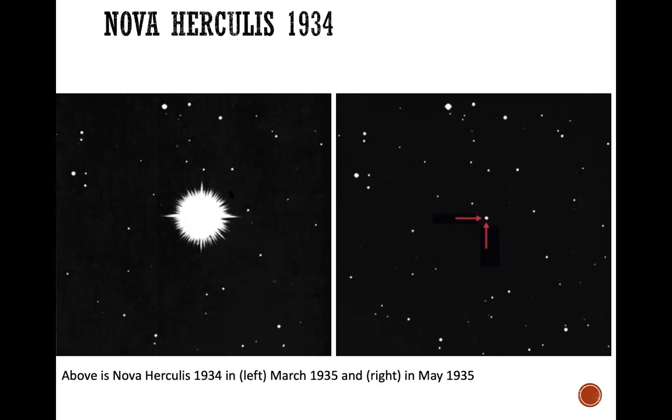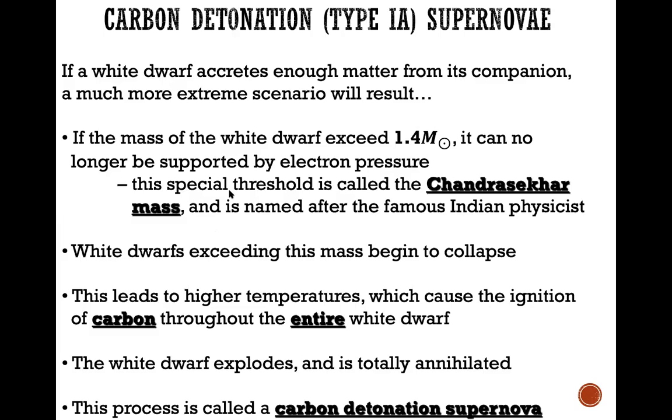So this is an example, right? Now that's one thing that can happen, but if a certain condition is satisfied in the same process where you have a nova, it can become a supernova. And we call this particular supernova explosion a type 1A supernova, right?